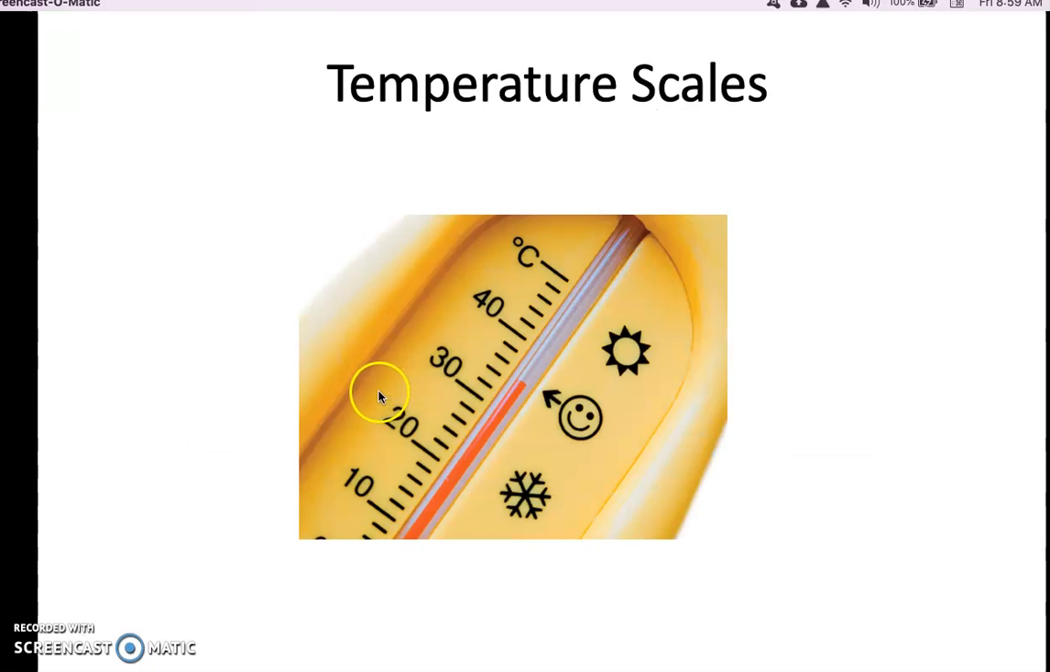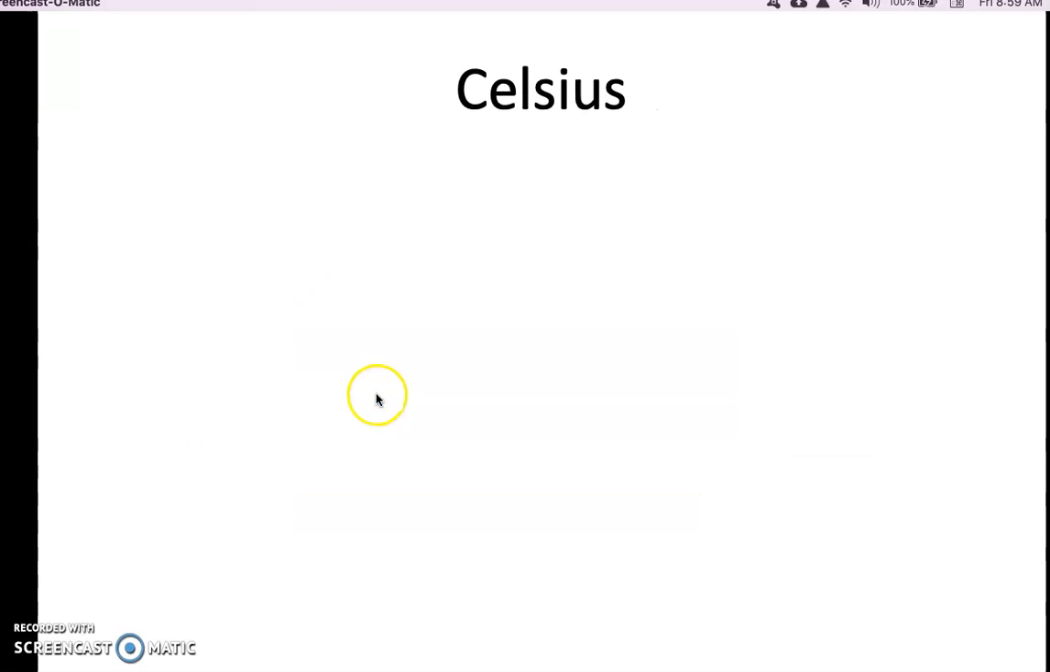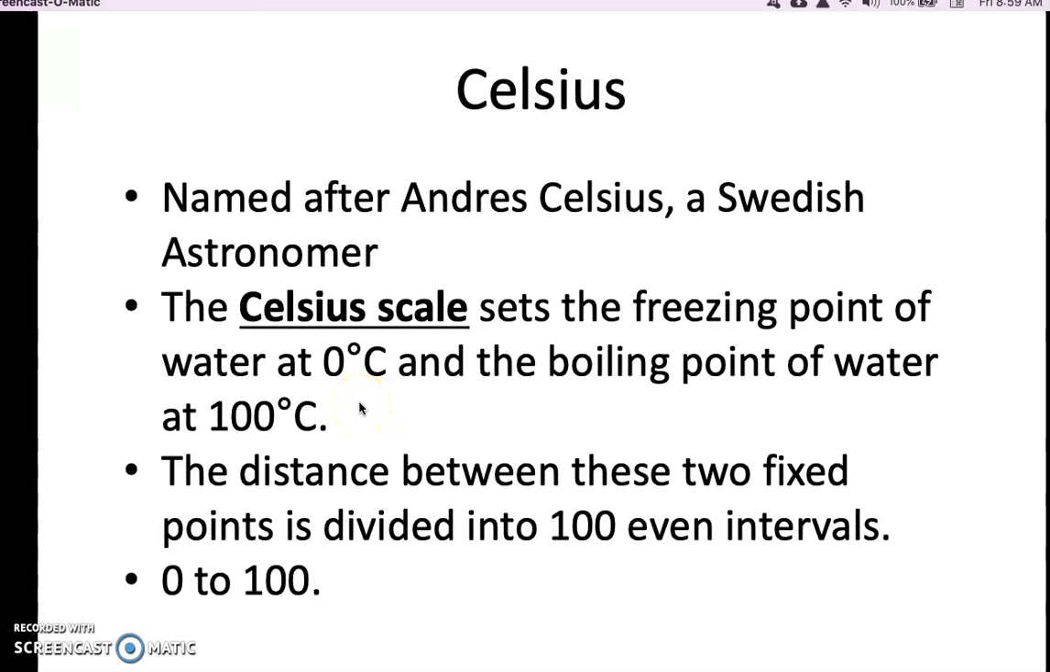So let's look at the temperature scales here. We have Celsius, okay, which is named after Andreas Celsius, a Swedish astronomer. The Celsius scale sets the freezing point of water at 0 and the boiling point at 100. So he just came up with the start 0, the boiling 100, which is the distance between the two fixed points is divided into 100 even intervals, so 0 to 100. Nothing fancy about it. It's a simple scale that he decided to use.